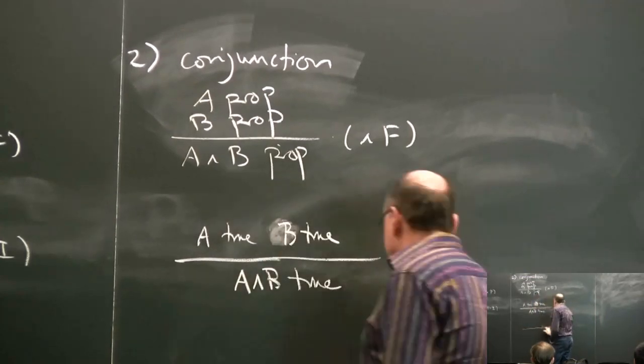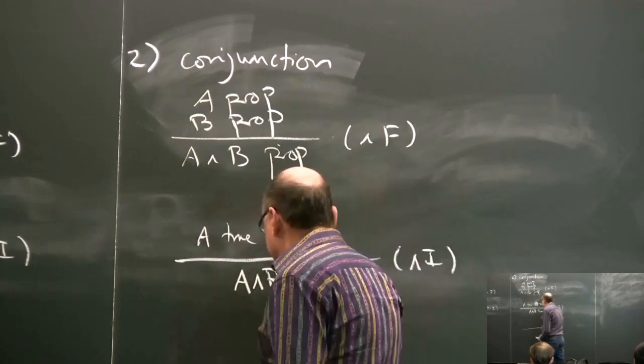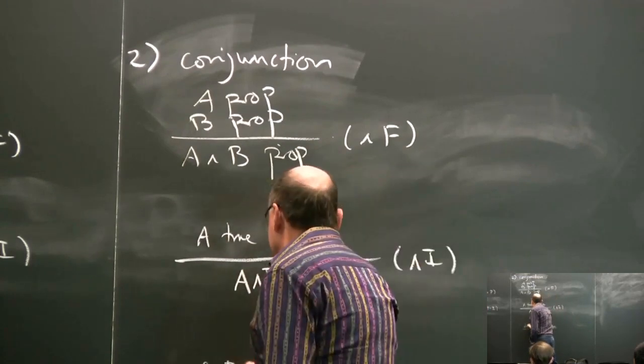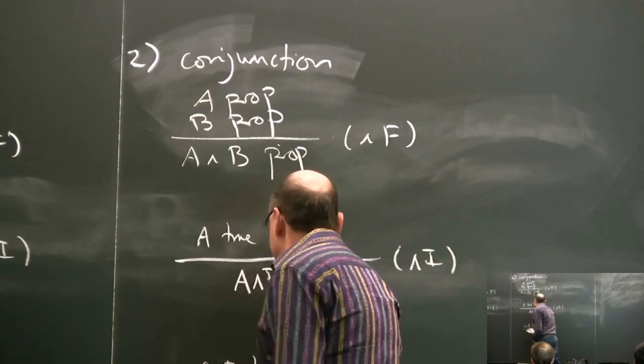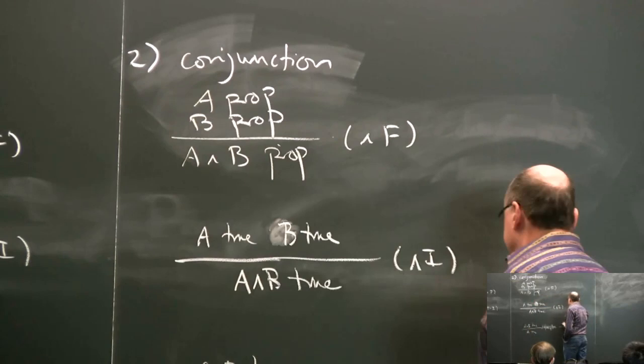Oh, and there were two elimination rules, so the and elimination, I might have called it one or left or something like that, which looks like this. If A and B is true, then A is true. And so these are our rules of deduction.